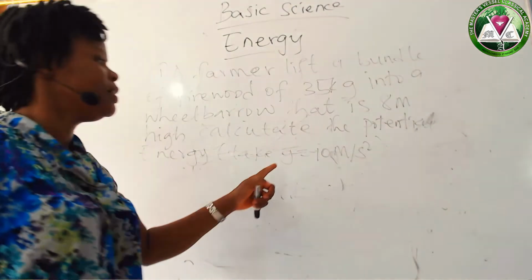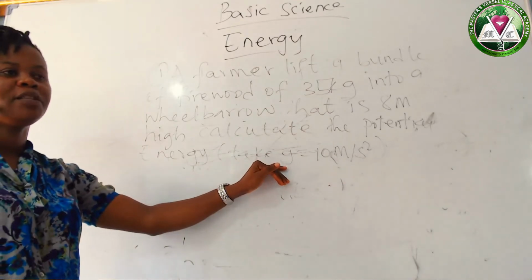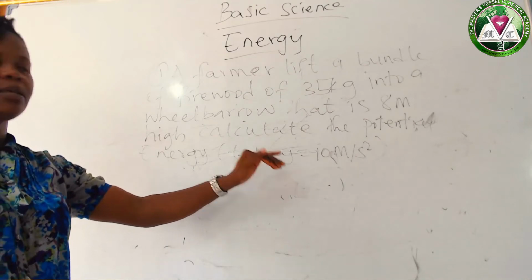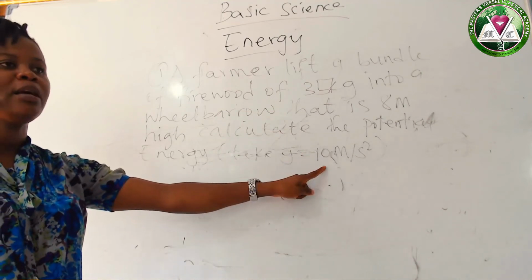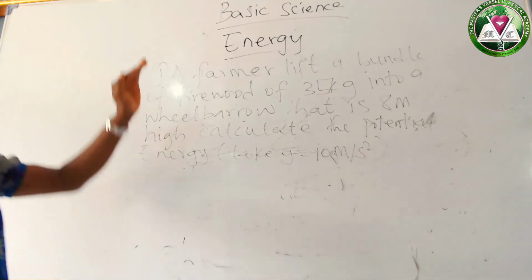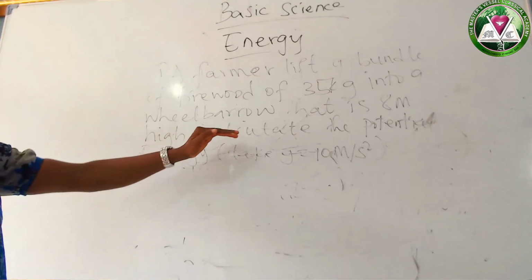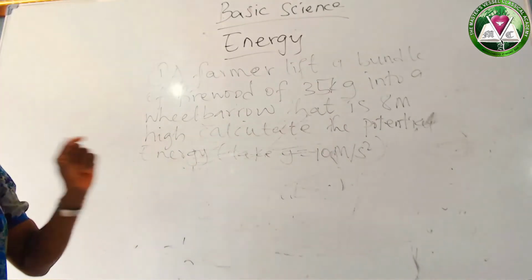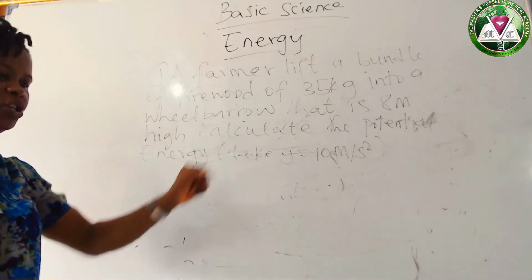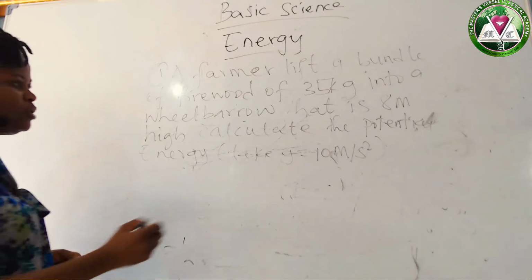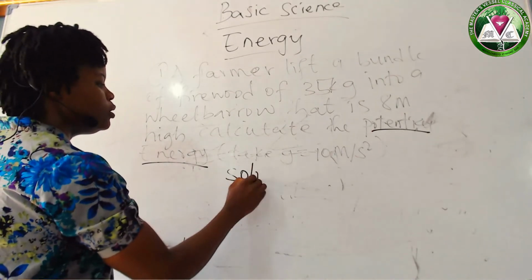Remember, I told you that acceleration due to gravity is measured in meter per second squared. And this acceleration due to gravity has an average constant, which is 9.81 meter per second squared, approximately 10 meter per second squared. So looking at this now, the first thing is: what am I asked to do here? It says calculate the potential energy. In other words, you are to calculate the potential energy, not kinetic energy. So the first thing you write is: solution.